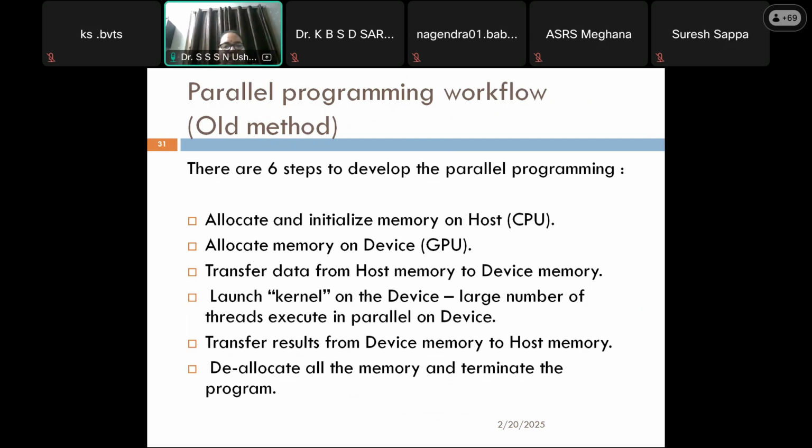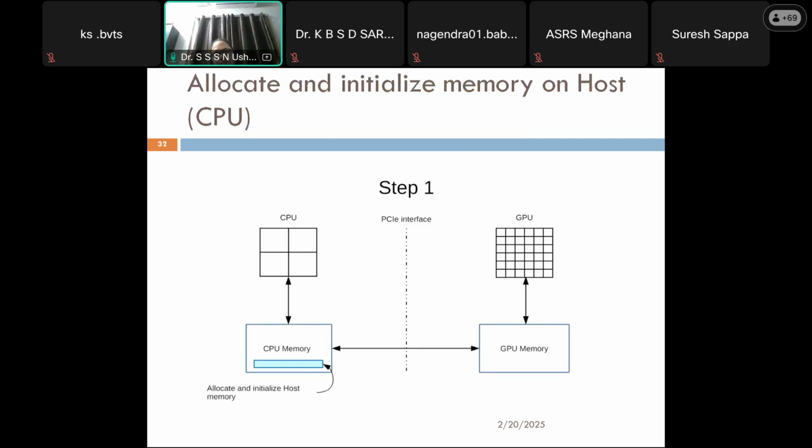Allocate and initialize the memory on the host as well as on the device. Then transfer the data from host to device memory. Then computation at device memory. Once it is done, it returns the data to the host memory. Then deallocation. So these are the 6 important steps. See those steps in this diagram also.